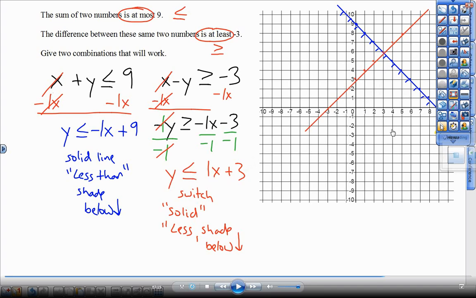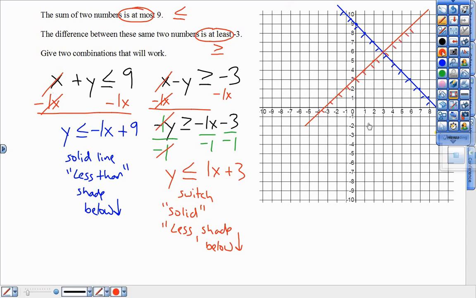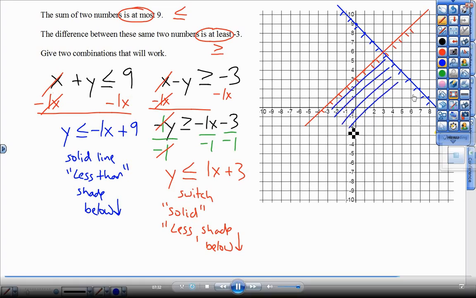So when I shade them both, I see that the intersecting part is this little part right here. So I'm going to fill that in. Alligator, alligator. So any point in this region as a pair will be both, when I add them up, less than or equal to 9, and when I subtract them, more than or equal to -3. I'm going to choose the point 0, 0, the origin, and 2, 2.